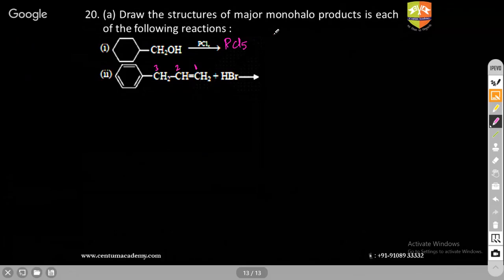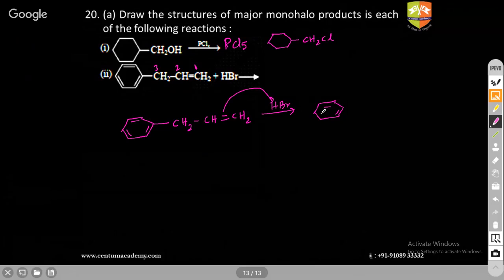See, here the product will be this, CH2Cl. Now the another molecule, the second one, the molecule is this, with HBr. So what happens, this molecule will take this H plus from here and it forms CH2, CH positive, CH3. And then what happens?